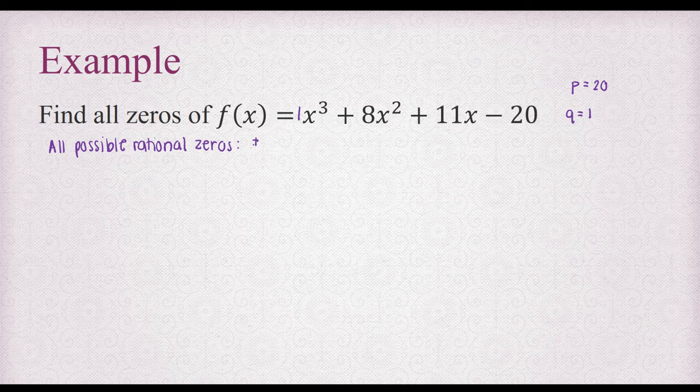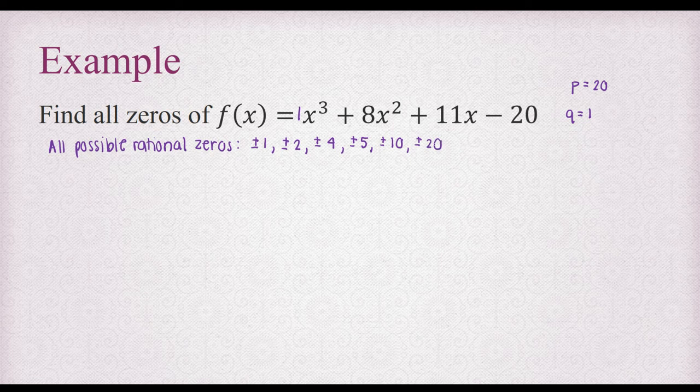Okay, so P over Q, and we want plus or minus signs in front. I know I can take 1 times something to get 20, so plus or minus 1. And once again, it's going to all be over 1, so I'm not going to write it as a fraction. I know that 2 is a factor of 20. 3 is not, but 4 is. 5 is. 6 is not. 7 is not. 8 is not. 9 is not, but 10 is. And then the last one would be 20.